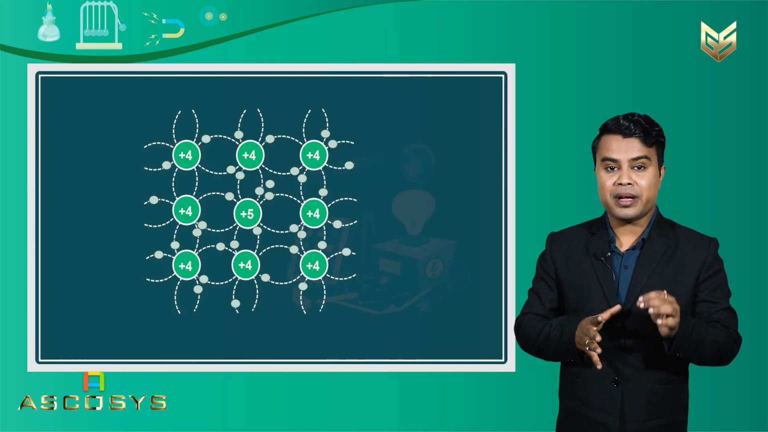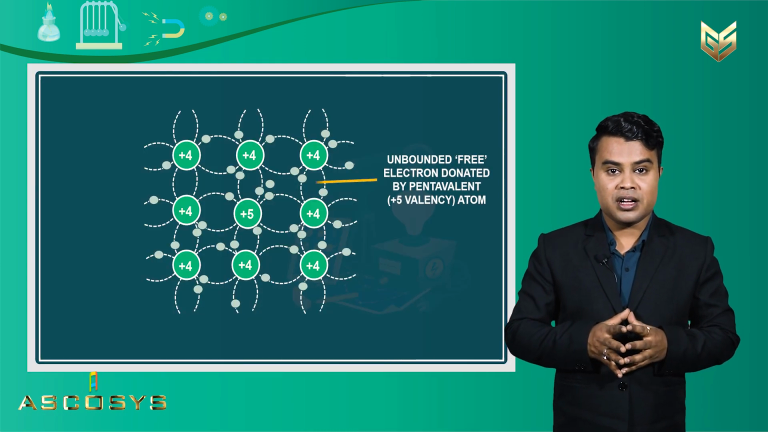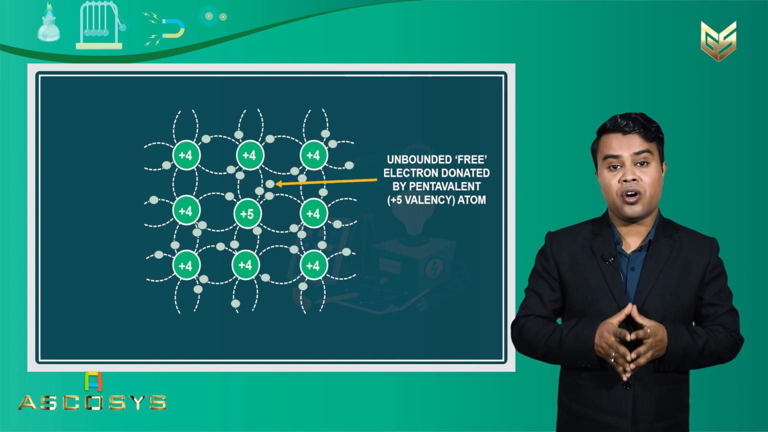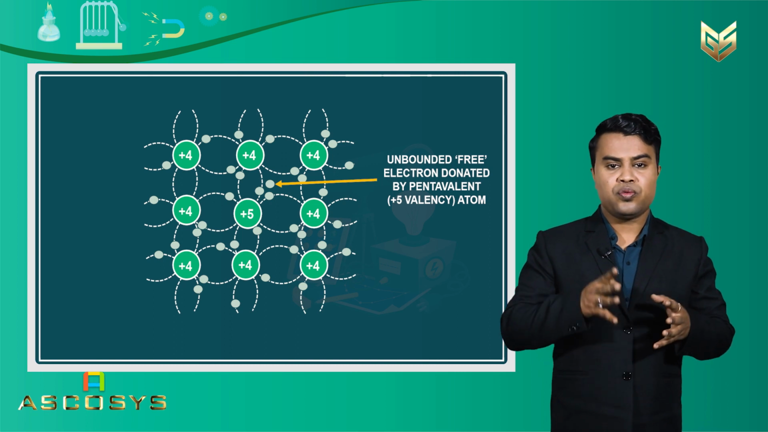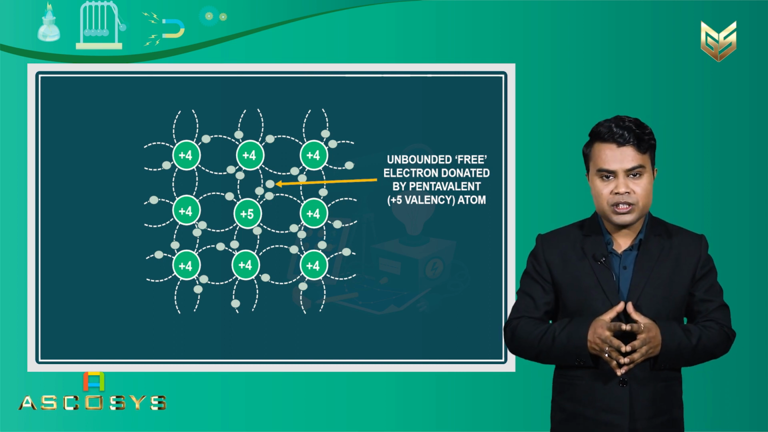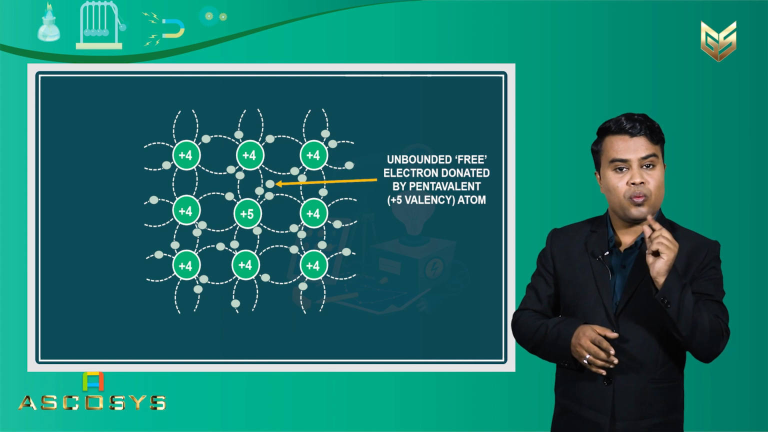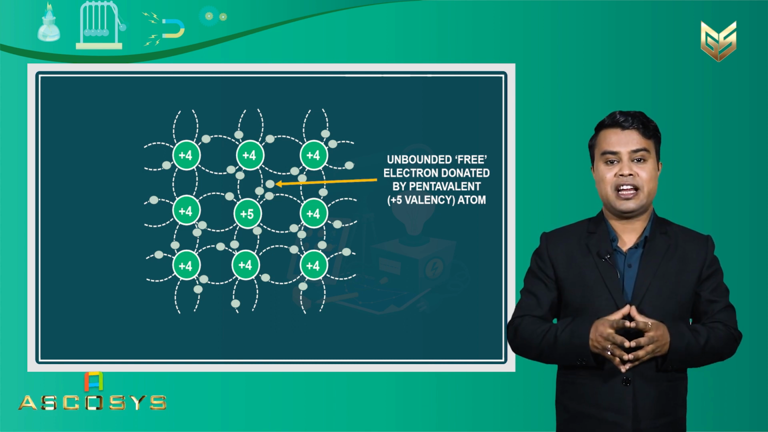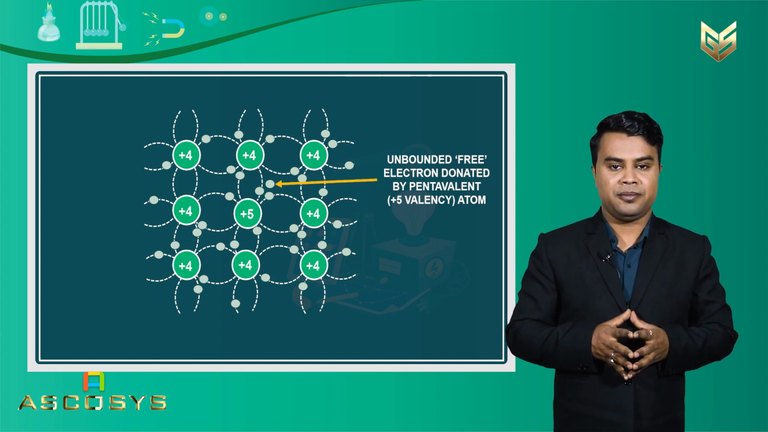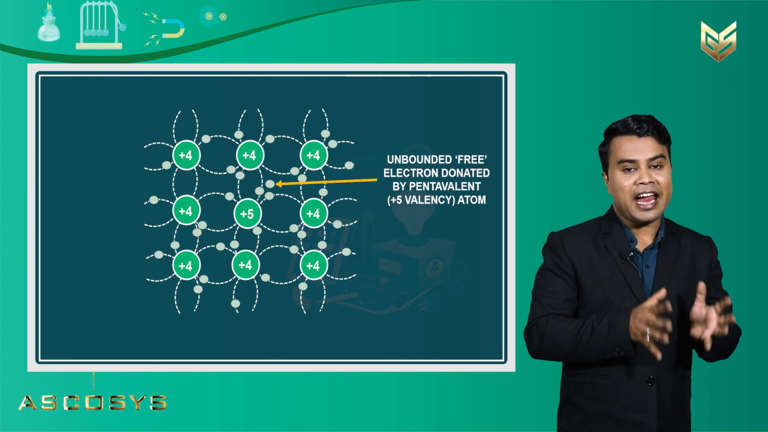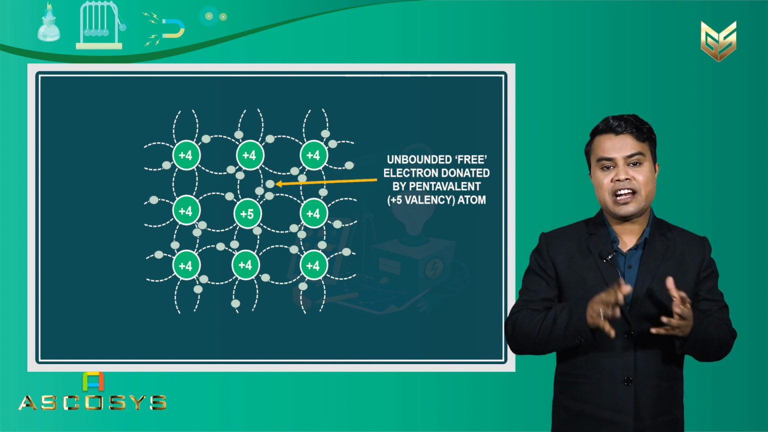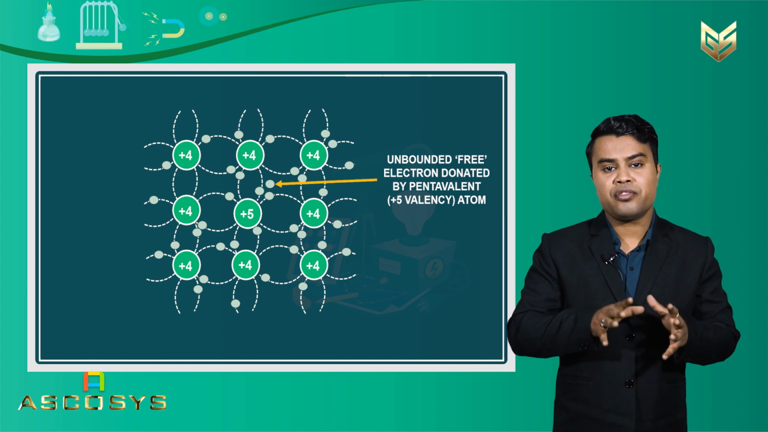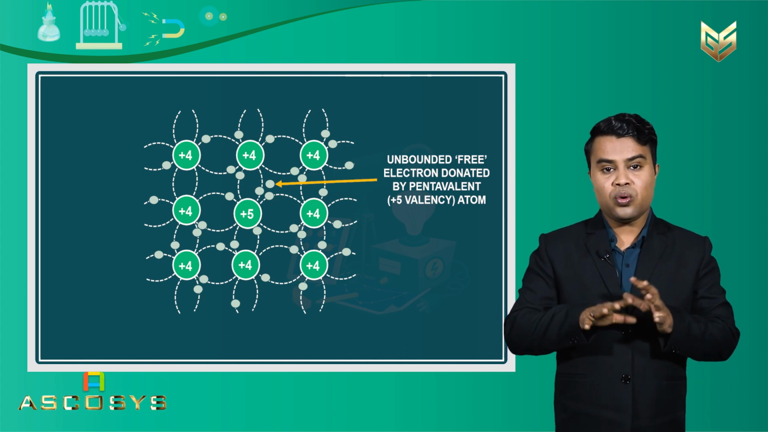So if you dope silicon with phosphorus, silicon has got how many valence electrons? 4, and phosphorus has got 5 valence electrons. So 4 of them will share covalent bonds with silicon, and one extra electron will be left. That extra electron actually takes part in conductivity. The name N-type means negative type, electrons being negatively charged. So there will be a lot of negative charges present in the whole element.